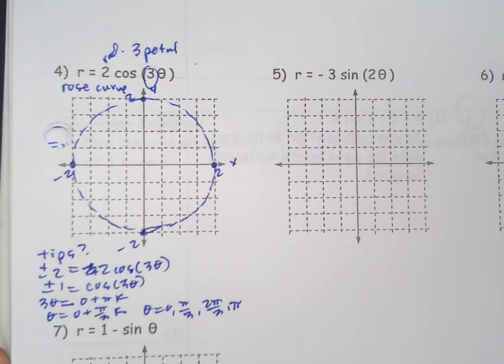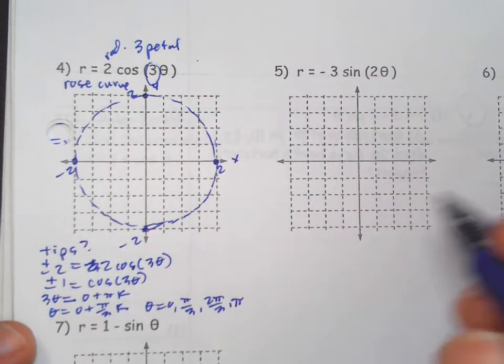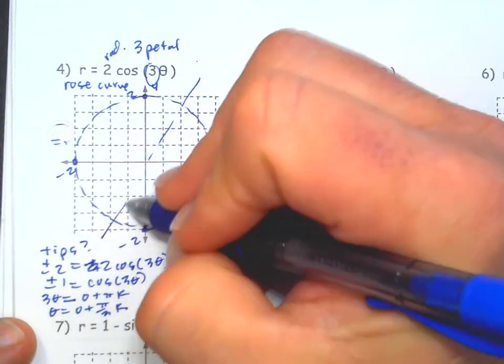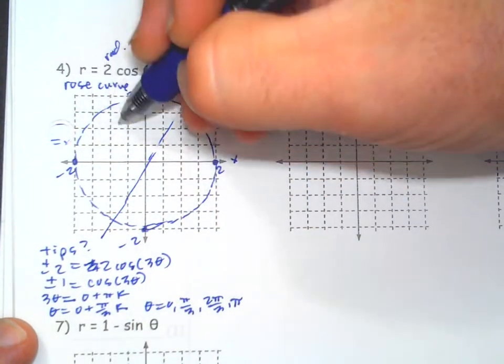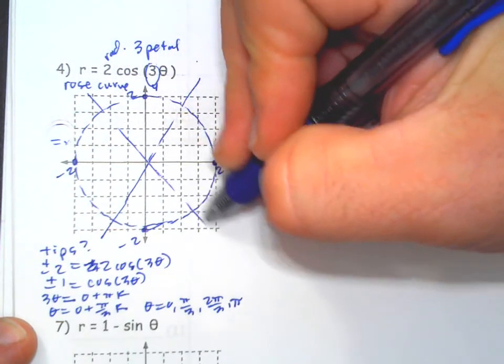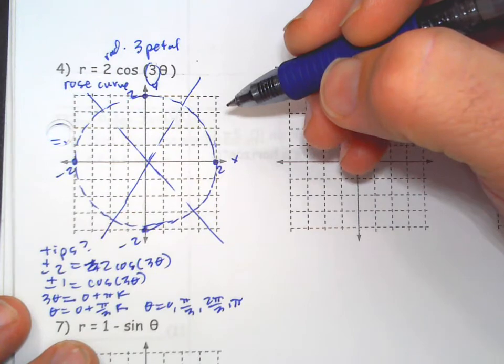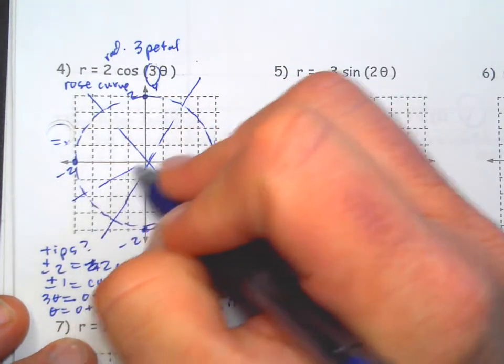So let's graph those. Pi over 3 is about like that. 2 pi over 3. So in my mind, I'm always thinking I'm trying to divide this into 3 equal pieces. Okay. We also need to graph the angles in between those.